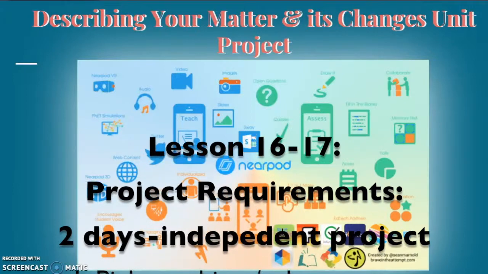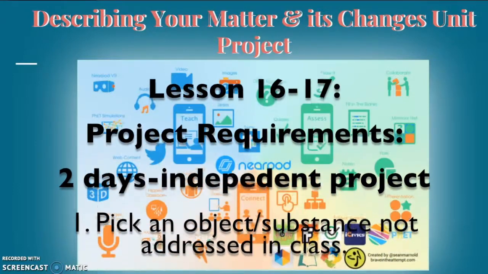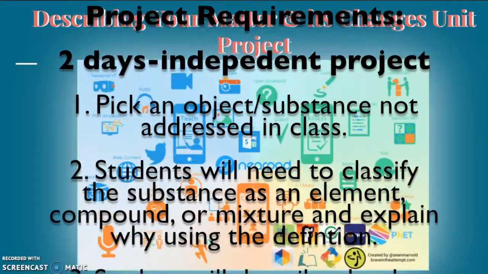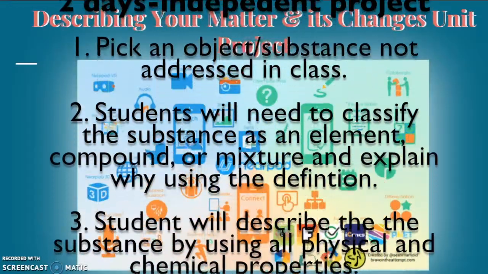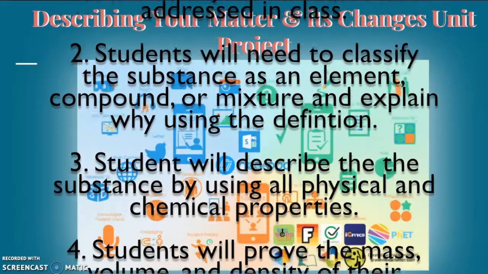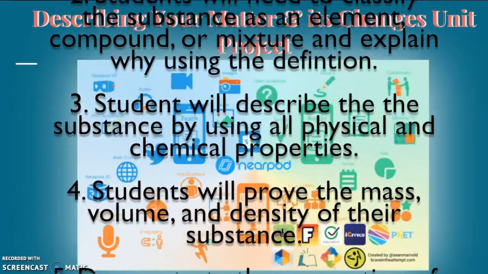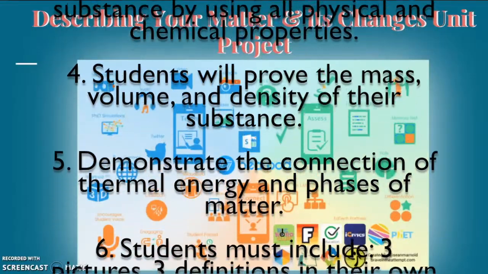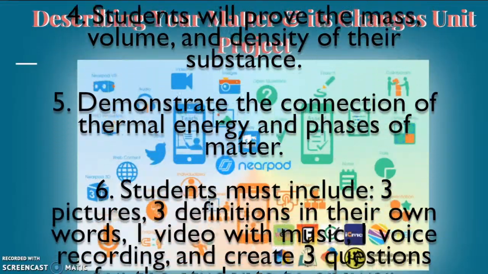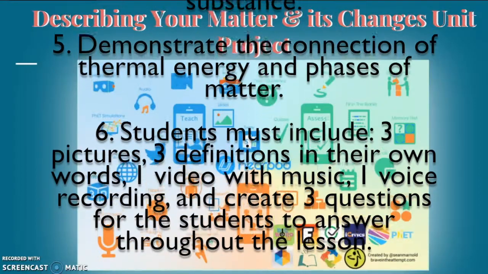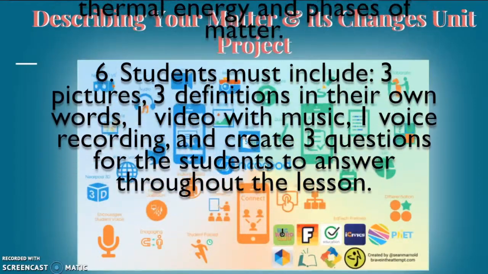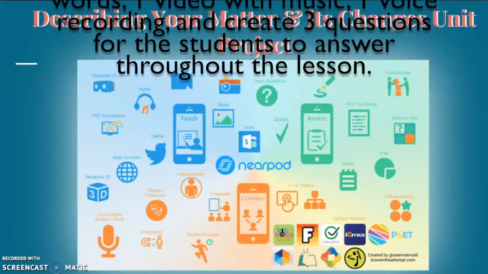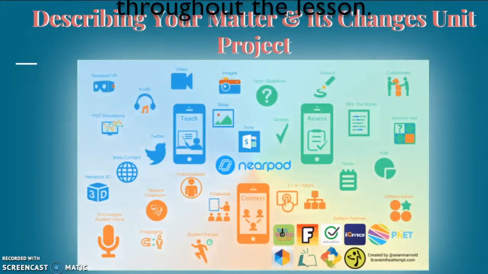Some requirements for their projects is to pick an object that has not been addressed in class. Students must classify the substance. They must use physical and chemical properties to describe it. They must prove the mass, volume, and density. They must also be able to demonstrate the connection of thermal energy in the phases of matter. Within their virtual lesson, they must also include 3 pictures, 3 definitions in their own words, 1 video with music, 1 voice recording, and give at least 3 questions to the audience throughout the lesson.